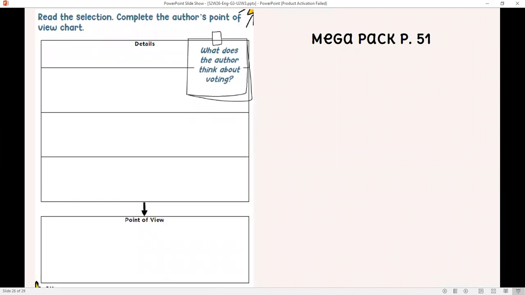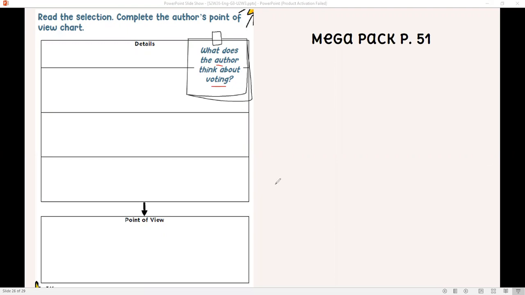That was the end of the lesson, and now we will move on to fill in this author's point of view. Author's point of view. Now, what does the author think about voting?